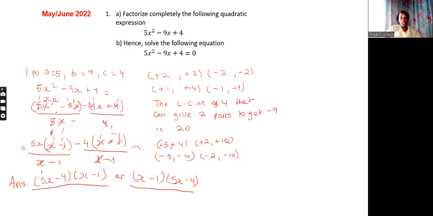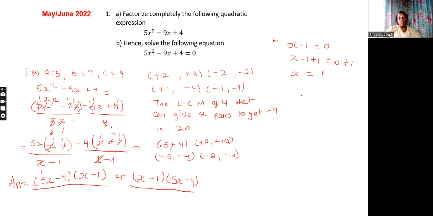Now for B, they want us to solve 5x squared minus 9x plus 4. We've already factorized it and gotten this answer. So what we're going to do is simply put it equal to 0. So if x minus 1 is equal to 0, right? So x minus 1 plus 1 is equal to 0 plus 1, and you have x is equal to 1, right?